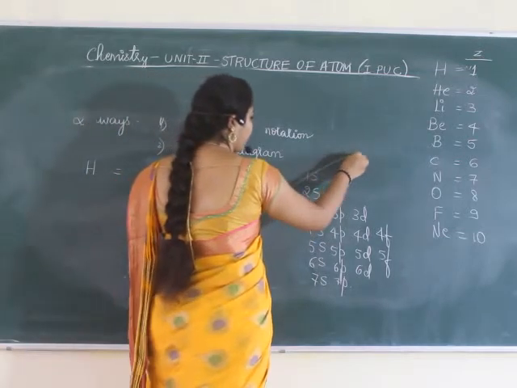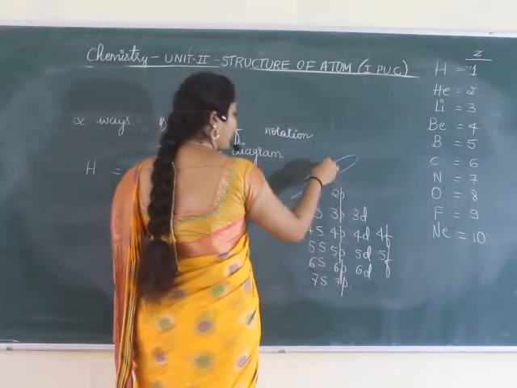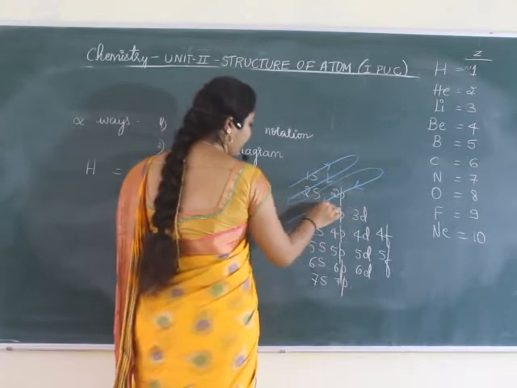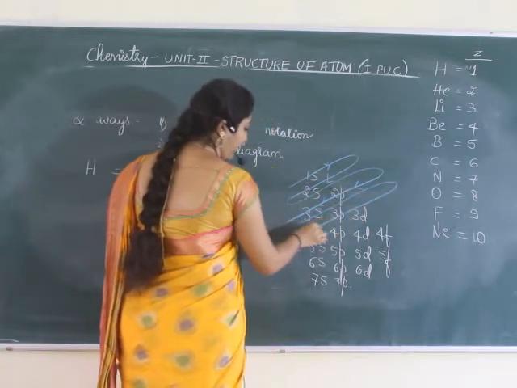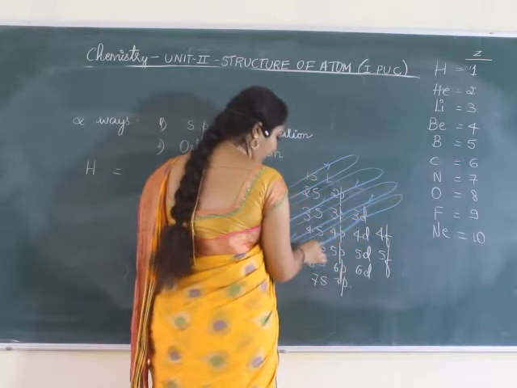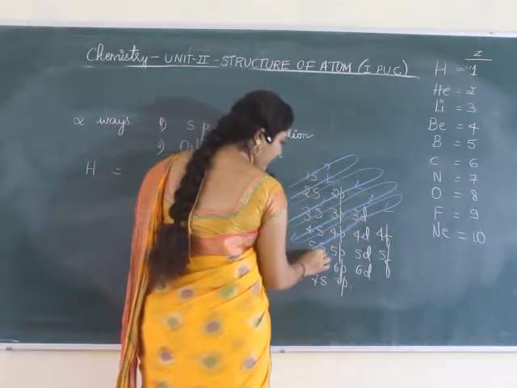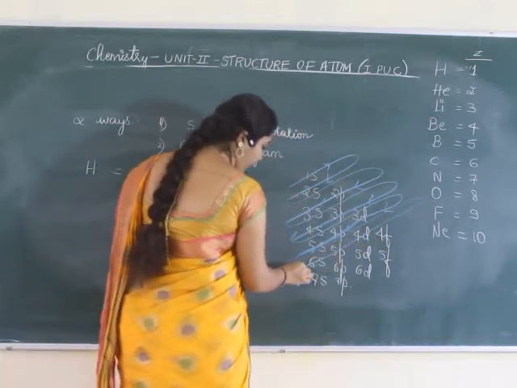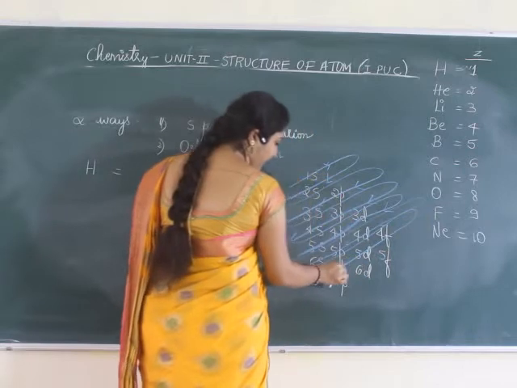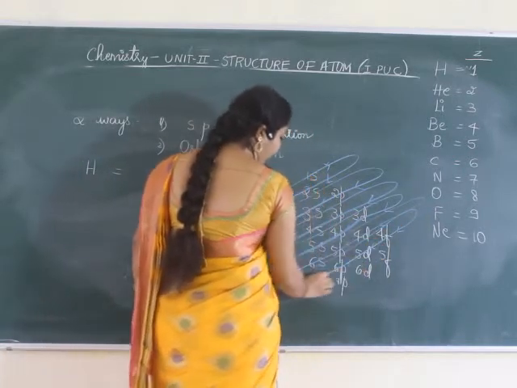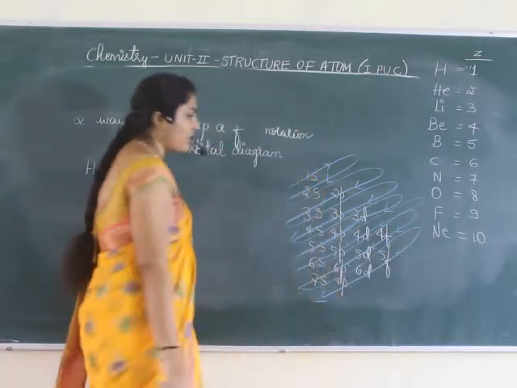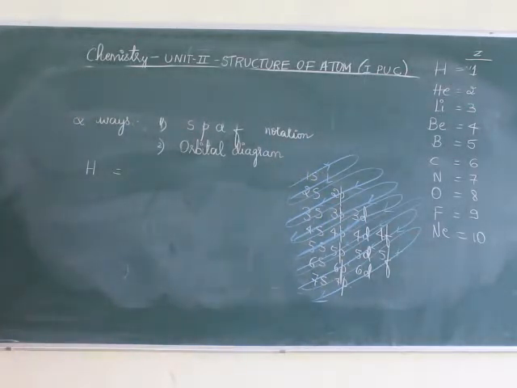First comes 1s, then 2s, then 2p, 3s, 3p, 4s, 3d, 4p, 5s, then 4d, 5p, 6s, 4f, 5d, 6p, 7s. However, we are not going to write all these large numbers of electronic configuration. So these many, if we know, it's more than enough.